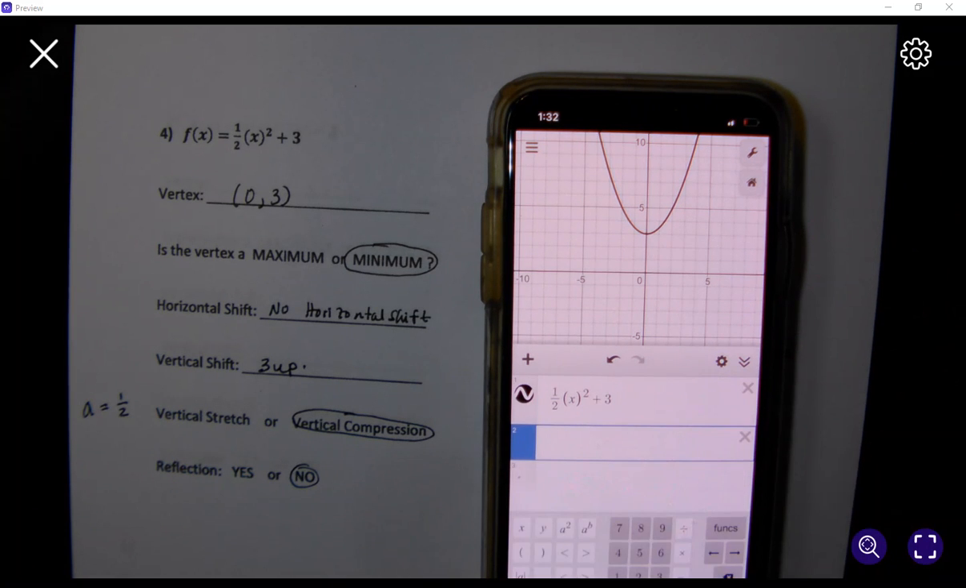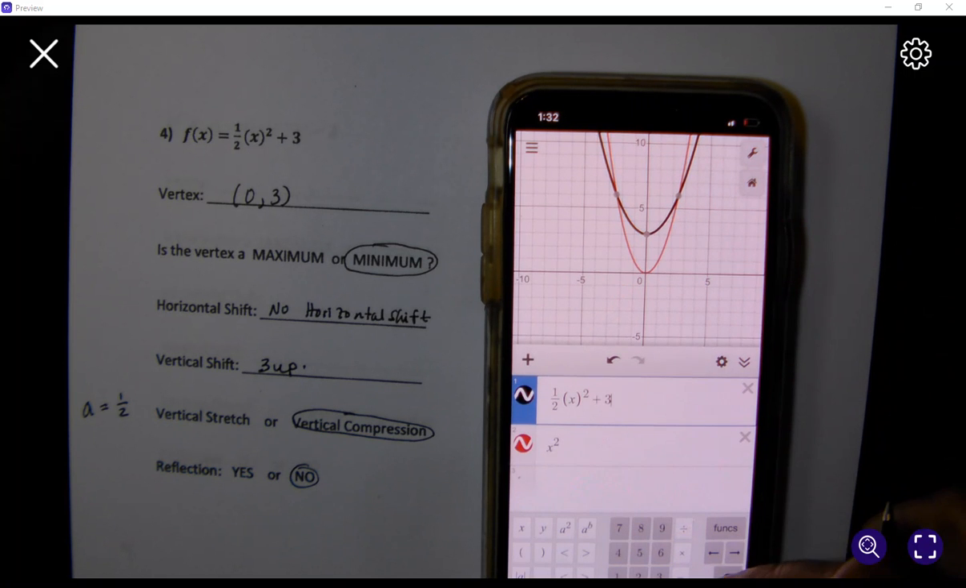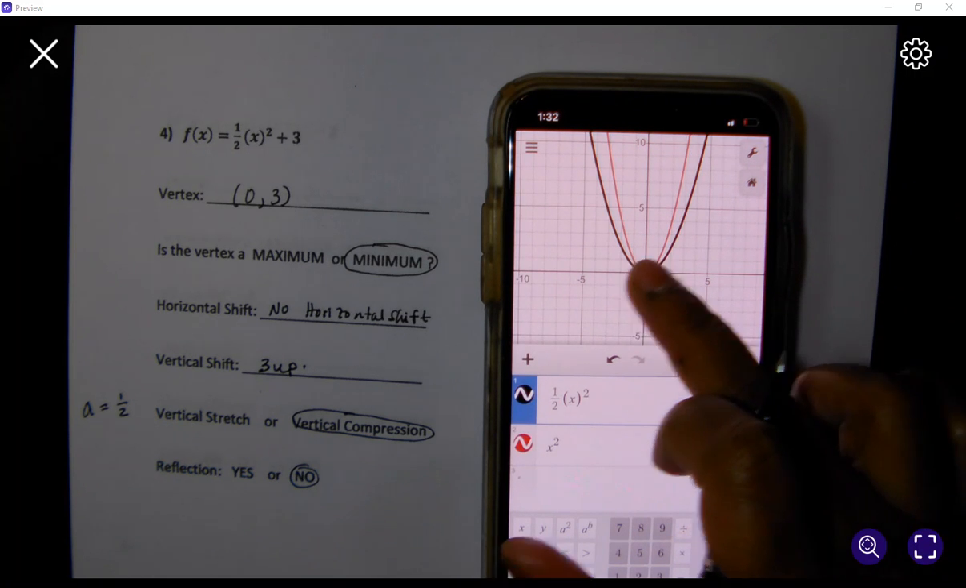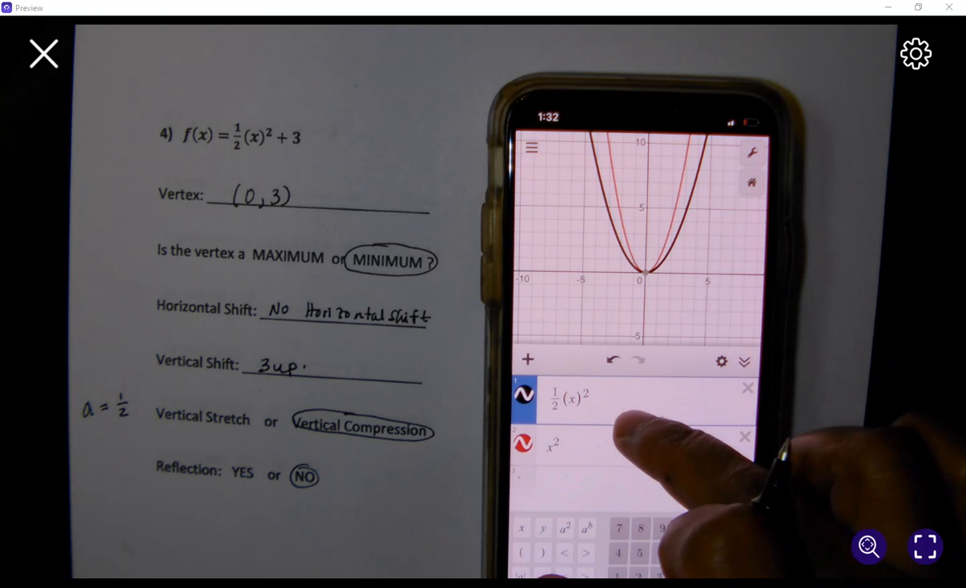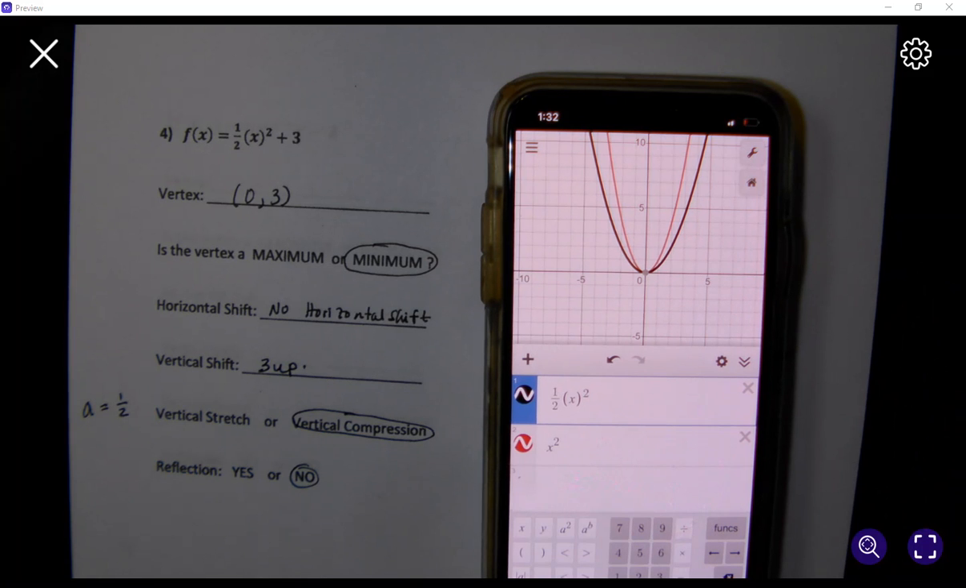And let me go ahead and put the parent graph in, x squared. And then let me move it down. And the black graph, which is our f of x right here, is wider than the parent graph, which is in red. So that's what makes it a compression.